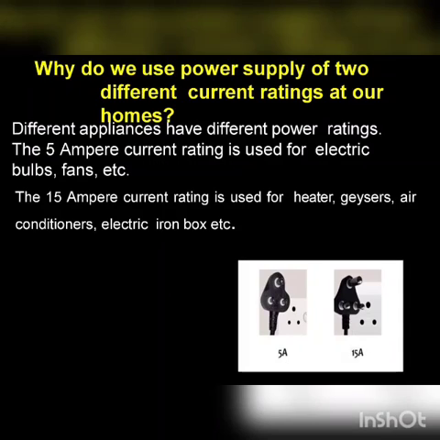Why do we use power supply of two different current ratings at our homes? Different appliances have different power ratings. The 5 ampere current rating is used for electric bulbs, fans, etc. The 15 ampere current rating is used for heaters, geysers, air conditioners and iron box, etc.